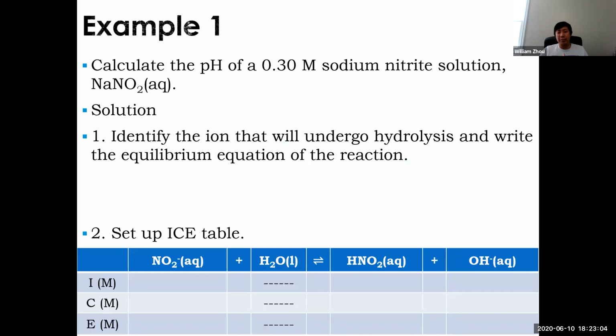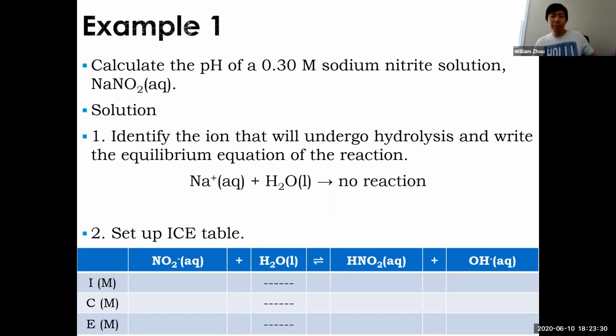So let's do some math with this idea. Calculate the pH of 0.30 molar sodium nitrite solution, NaNO2. Okay, so first of all, you have to identify which ion will undergo hydrolysis. If you undergo hydrolysis, then we can investigate whether you're acidic or basic. So you have two possible ions. You can have sodium or nitrite. We already established that sodium does nothing. Okay, so completely useless in water. So no reaction here.